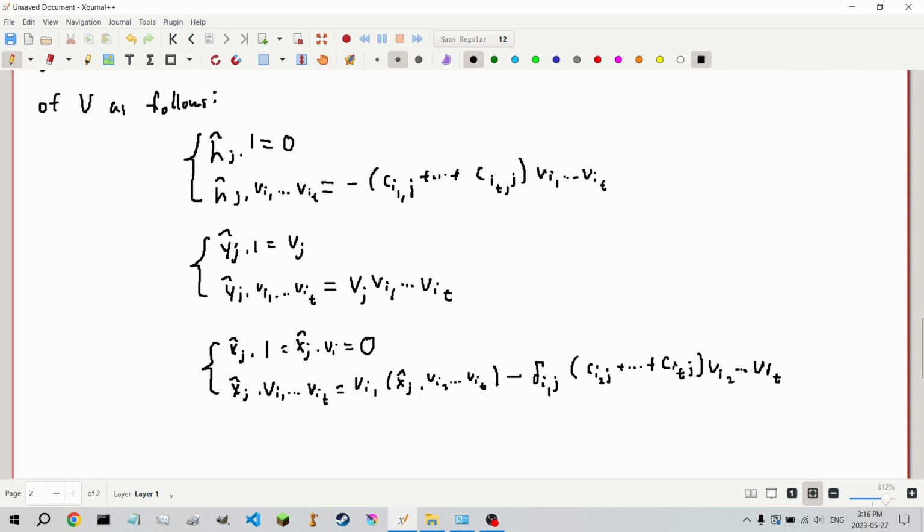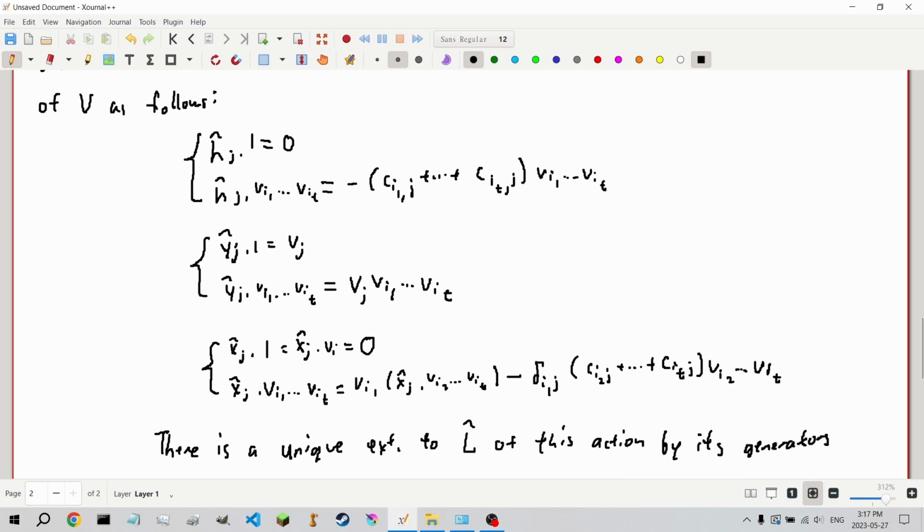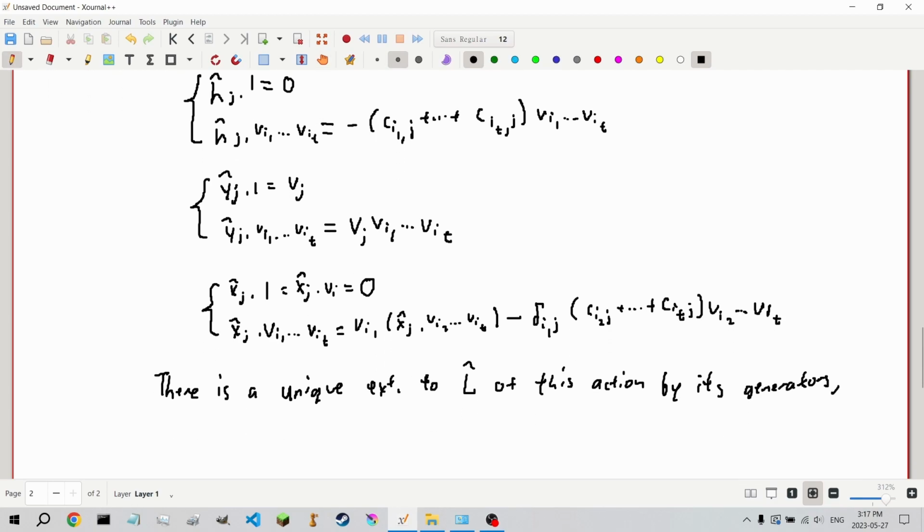Then there is a unique extension to L hat of this action by its generators, yielding a representation φ hat of L hat to the general linear Lie algebra of V.